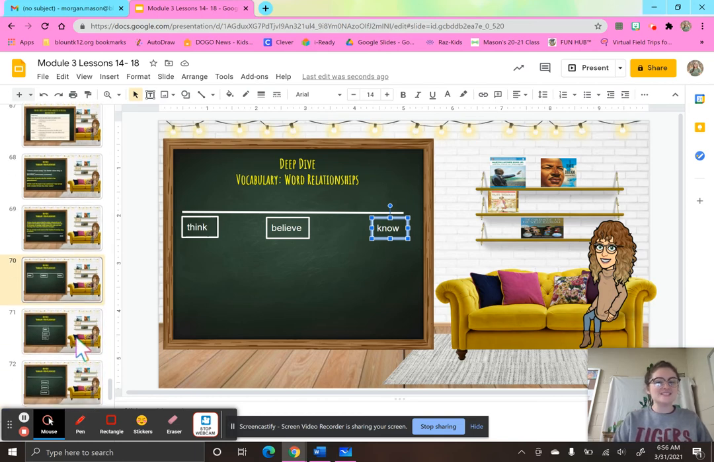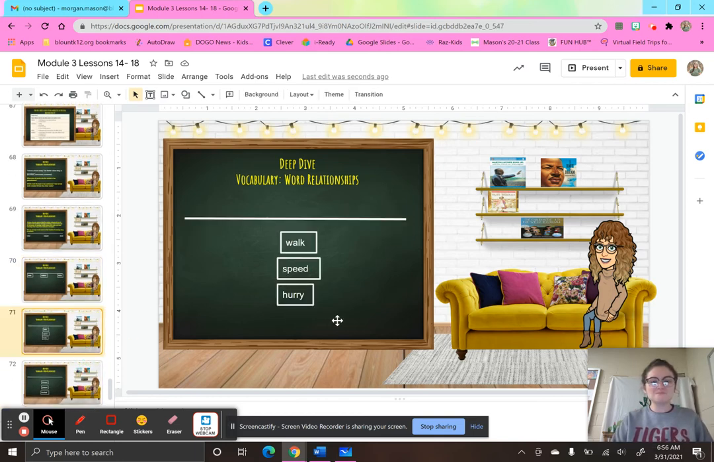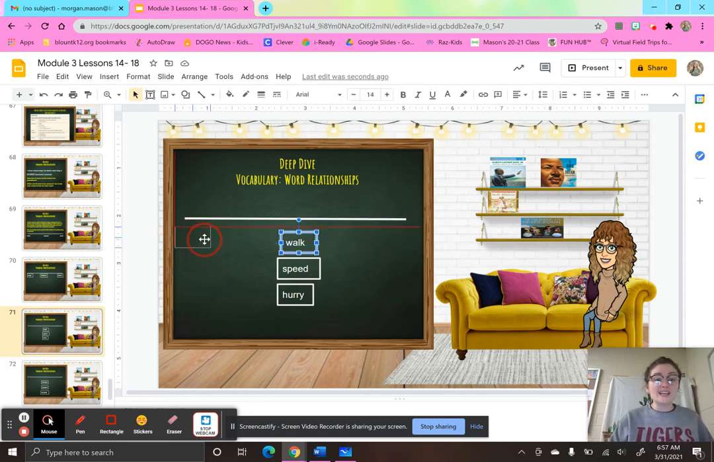All right, let's test your knowledge with this last one. I am talking about how I move now. Which one would be the weakest meaning of move? Walk, speed, or hurry? In the Ed puzzle, I want you to tell me which of these words has the weakest meaning of moving. Tell me in the Ed puzzle. Walk, right? If I'm walking, that's a slow way of moving. Okay, which one would go in the middle?